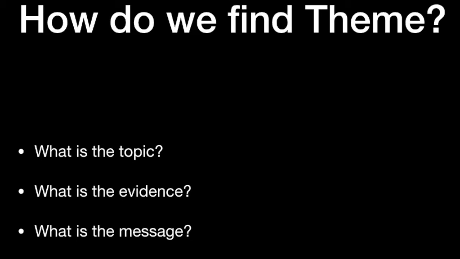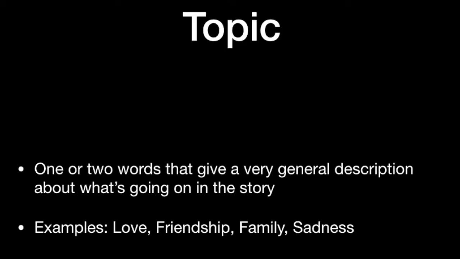How do we find it though? We find it using three different ways. First, what is the topic? What is the evidence? And then what is the message? When we're talking about topic, we're talking about one or two words. And a lot of times, topic is actually confused with theme, and we want to make sure that we're not doing that. When we're talking about the topic, it's a very general description about what's going on in the story. Is the story about love or sadness or desperation or bravery or family or friendship or loyalty? Those are all topics. They give a general description, but they're not an actual message, so they're not the theme. And we want to make sure we're keeping that in mind.